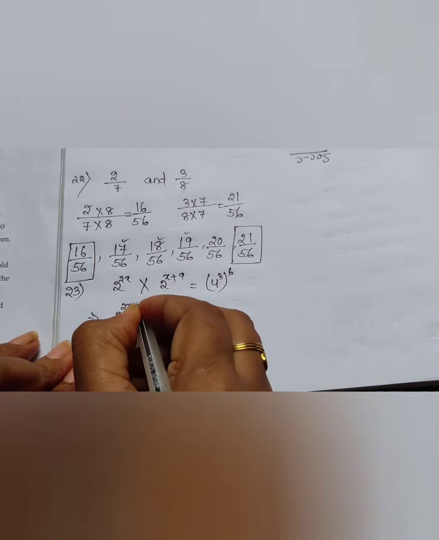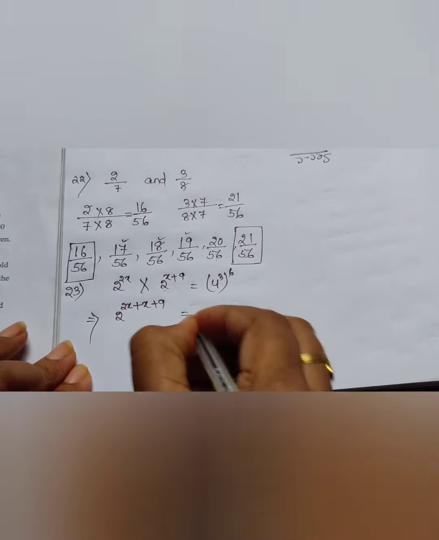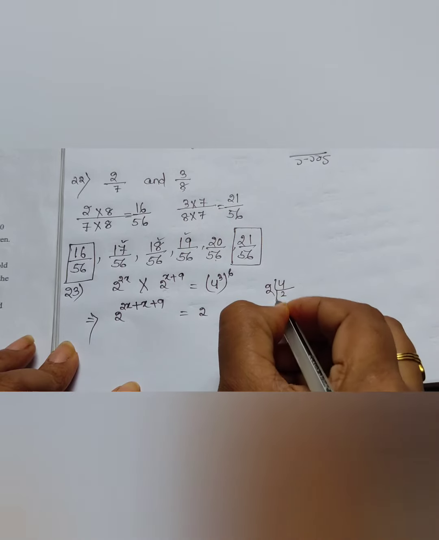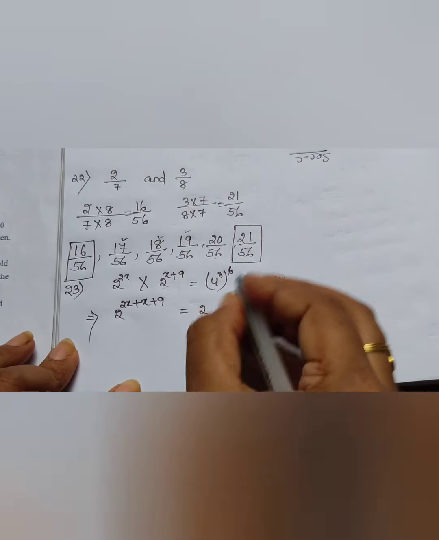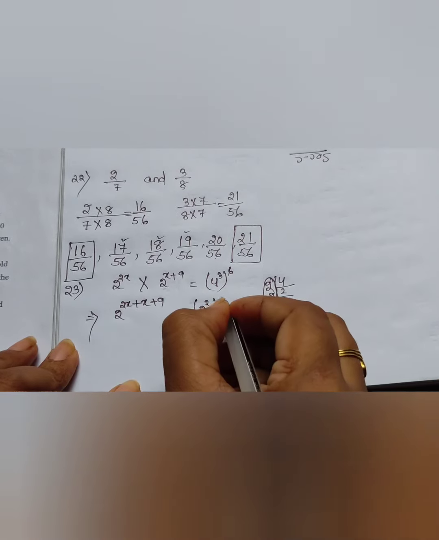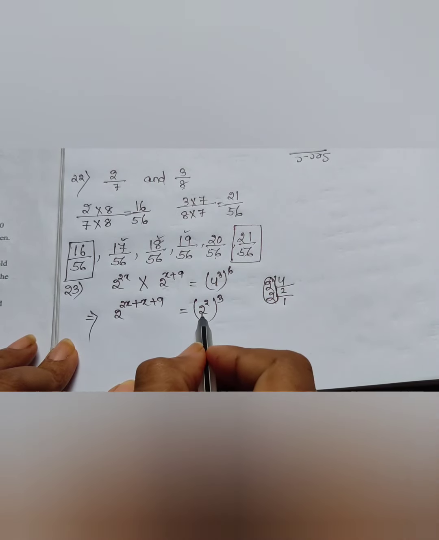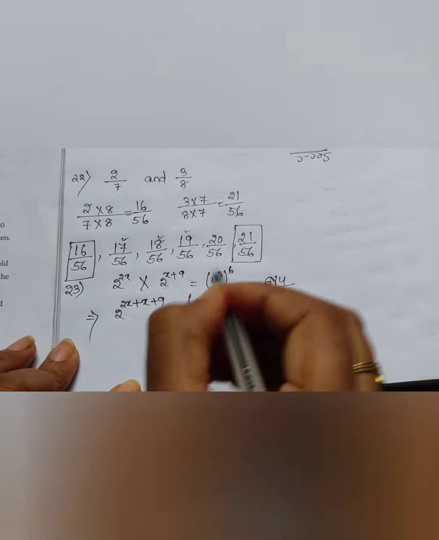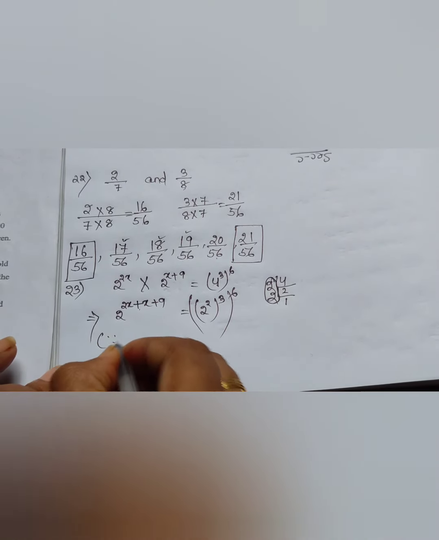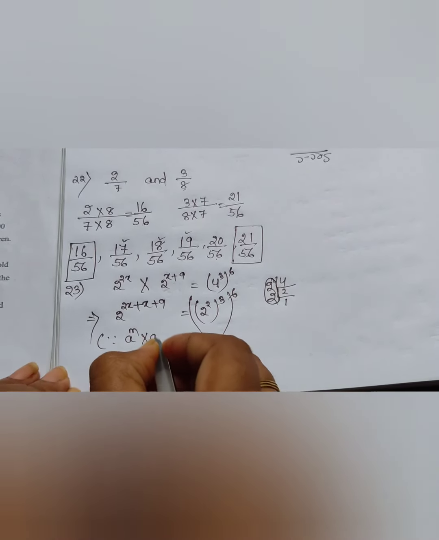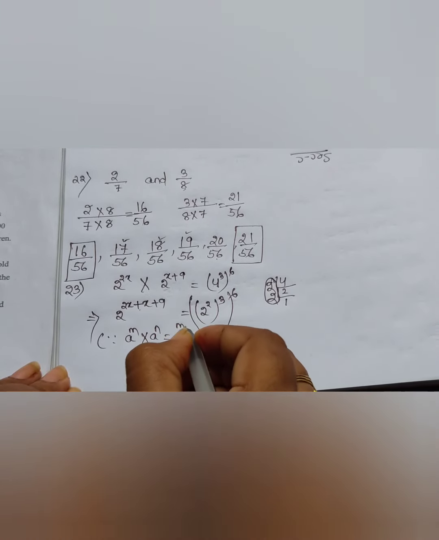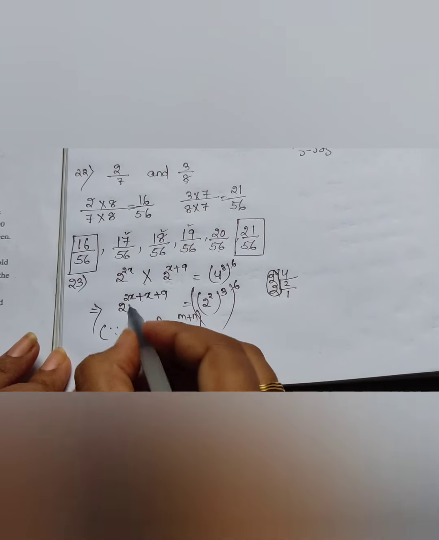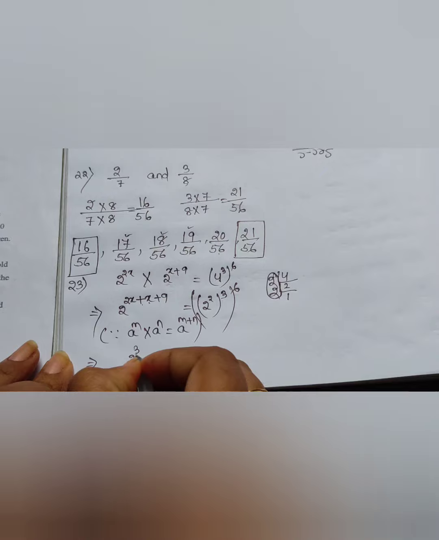So here, first of all, the property that can be applied is a to the power m into a to the power n is equal to a to the power m plus n. So it will be 2 to the power 2x plus x plus 9. And 4 can be written as 2 square whole to the power 3 and whole to the power 6. Instead of 4, we will write 2 to the power 2, then to the power 3, then to the power 6. Now, here we have to add only the variables. So 2 to the power 2x plus x is equal to 2 to the power 3x plus 9. We cannot add a variable with a constant.